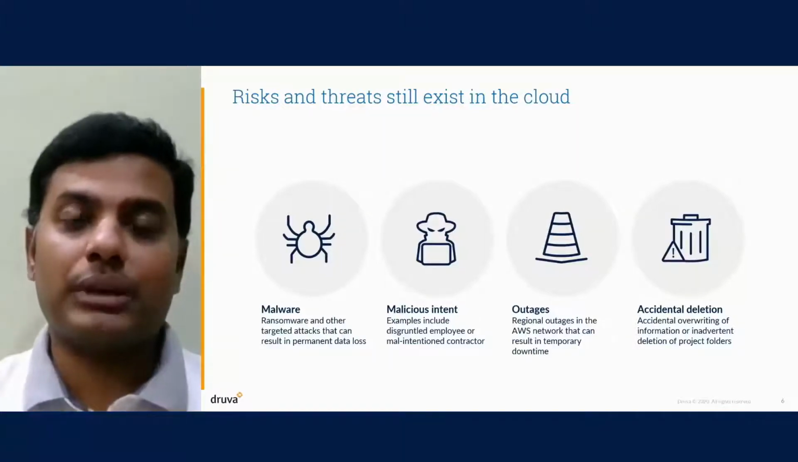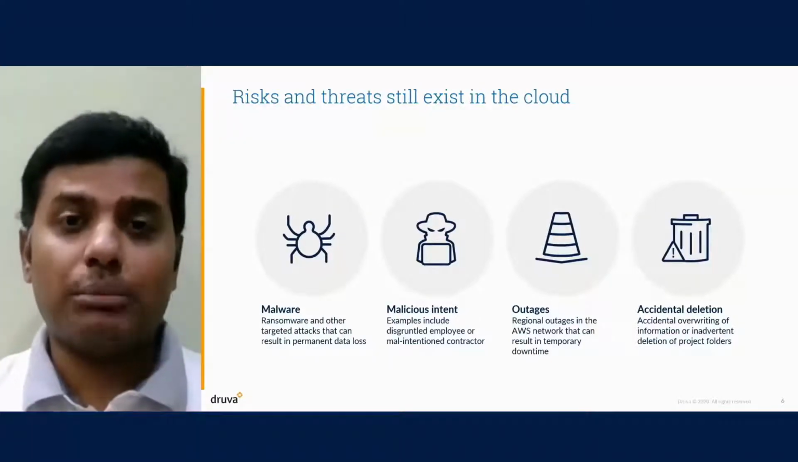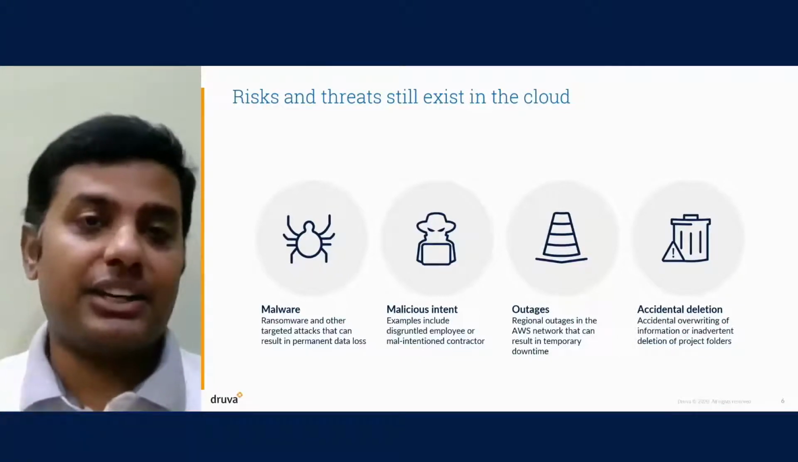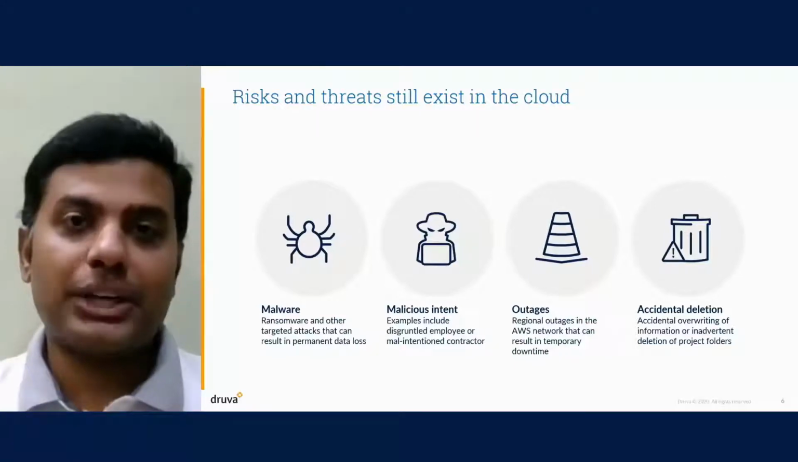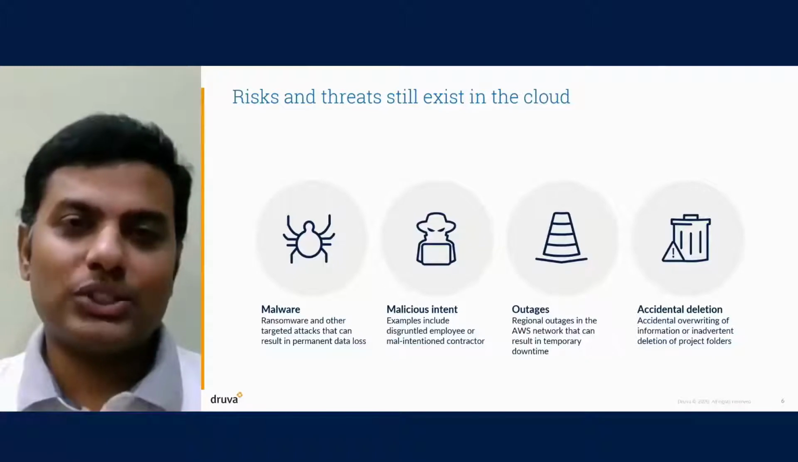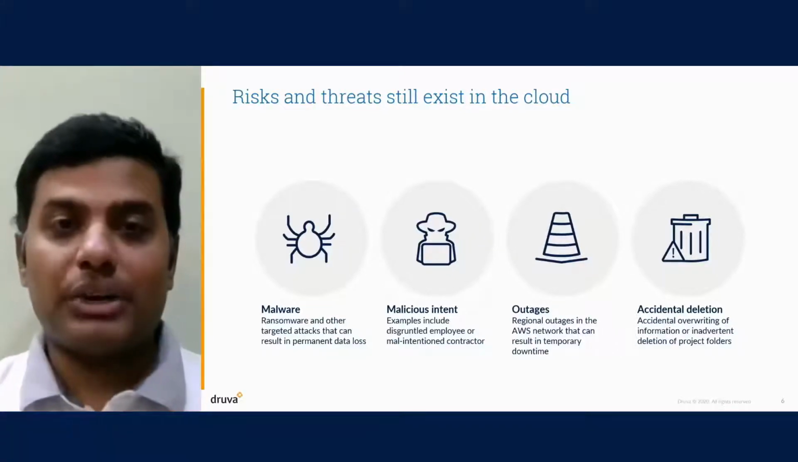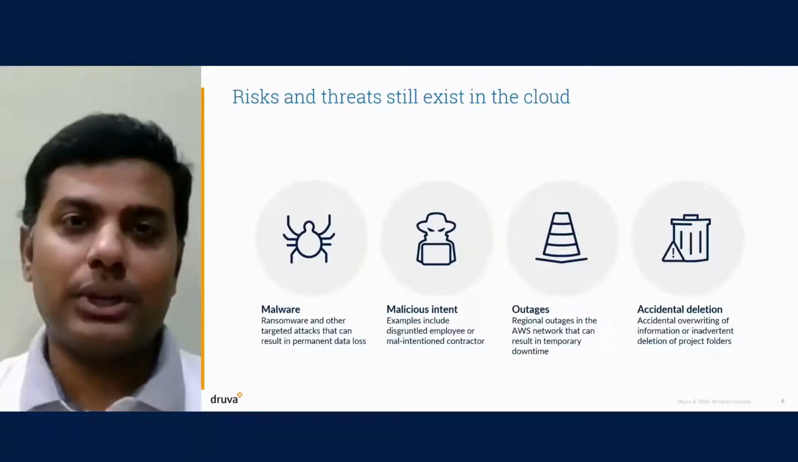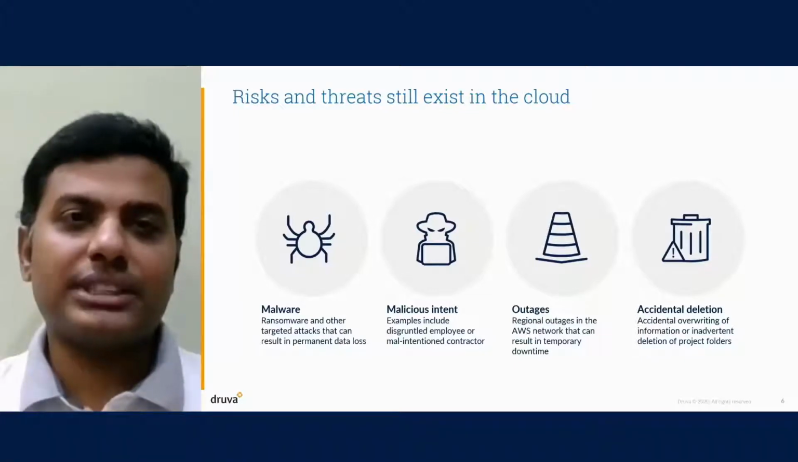A disgruntled employee could lead to some kind of an issue with your environment. Cloud environments themselves are not immune to outages, and any form of outage could also impact your environment which is running in the cloud. The last and the most important one, which we also see, is that just because you're running an environment in the cloud, accidental deletions and human errors are very much still possible. Any of these areas could cause a significant impact to your environment, leading to your business being severely impacted. And these are just some of the risks and threats that still exist in the cloud.